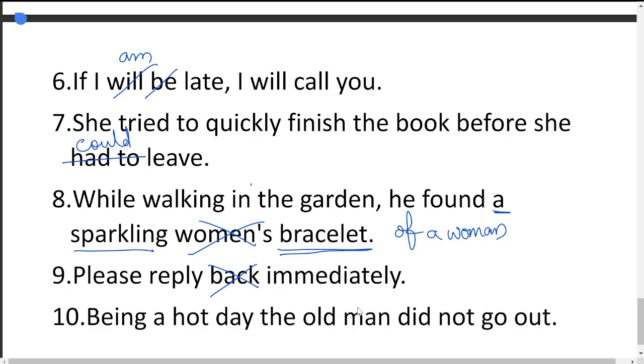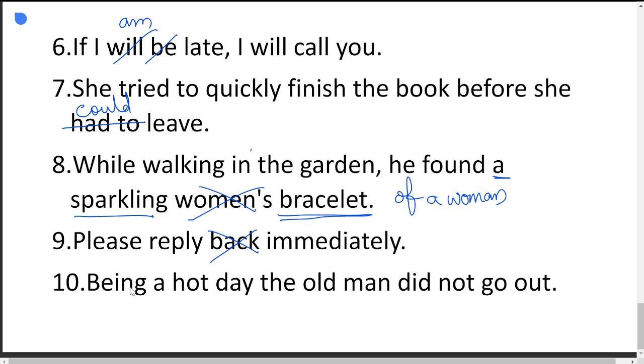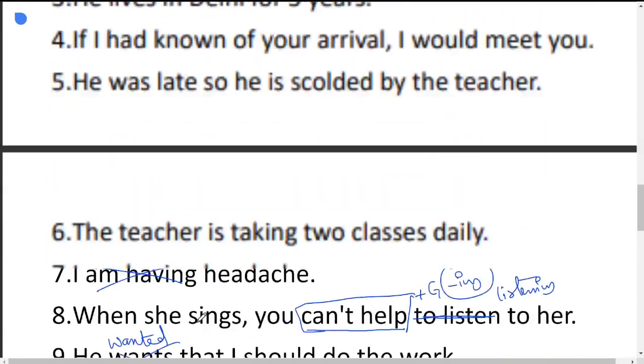"Being a hot day, the old man did not go out." What do you need here? This must be the beginner here. "Being" must be followed by a V4 case. It cannot be used in such a way. You have to go with "it being a hot day." We are referring to the unknown case of the day here, so you have to go with "it." It being a hot day, the old man did not go out. You can put a comma here, not a problem, right? So these are the errors, my dear students. Please note the errors for your examination.